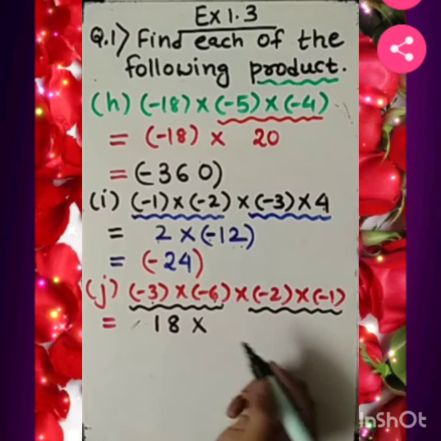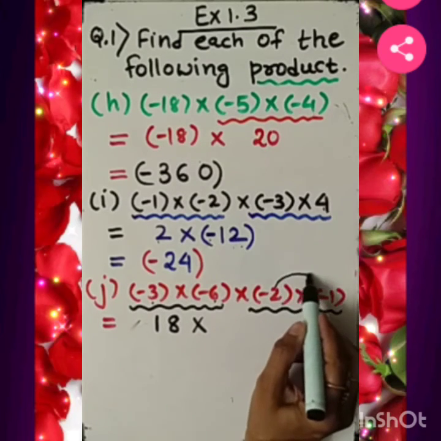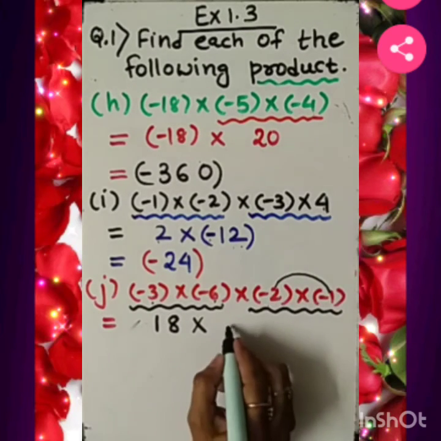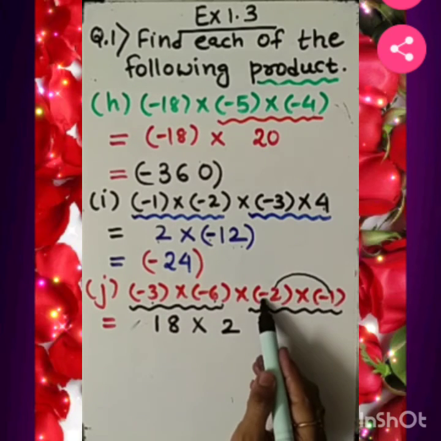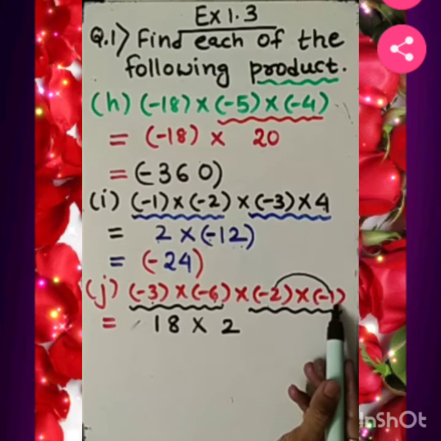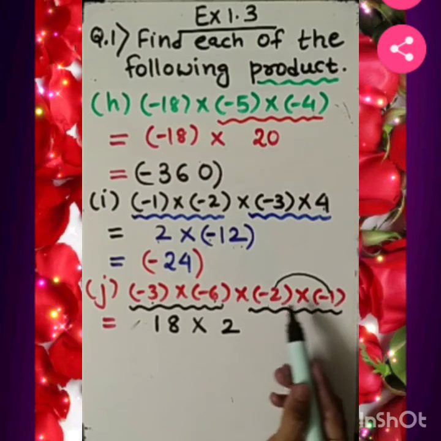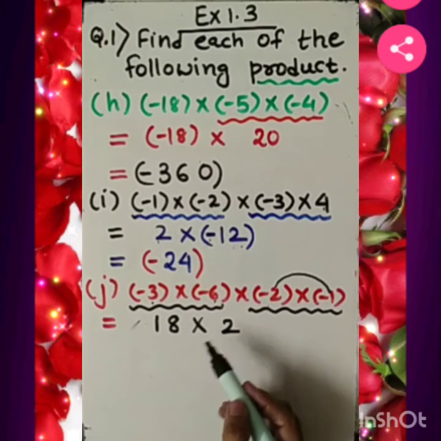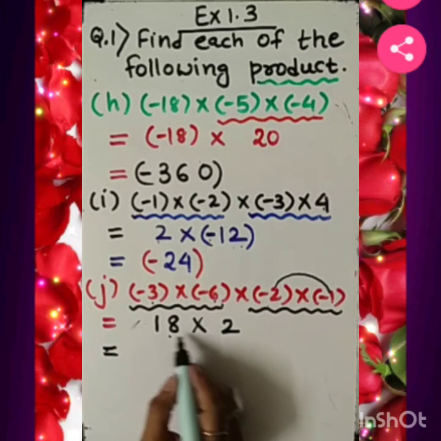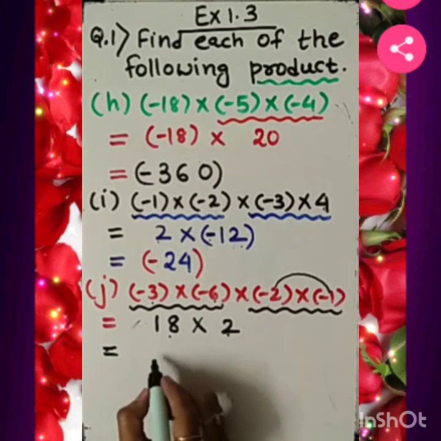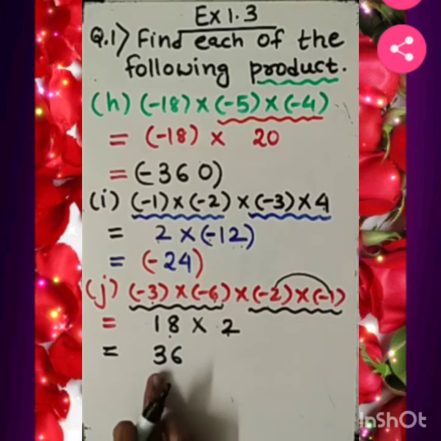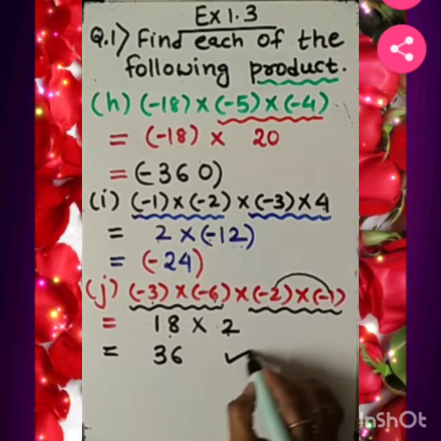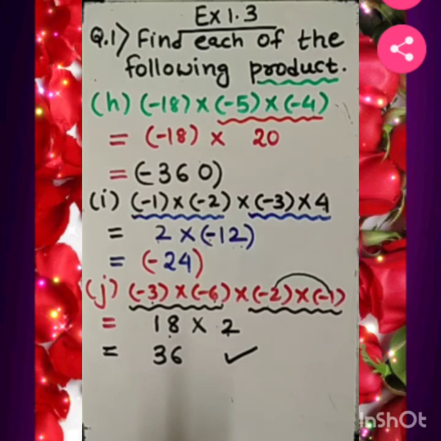Into. Work out upon this thing. 2 into 1. 2 1s are 2. Again you can see both of the numbers have a negative sign. So in a product, while multiplying, minus minus plus. So no need to mention. 18 2s are, double of 18 is 36, and both of them are positive. So the answer is positive. This is the completion of question number 1. It's a J. Clear?